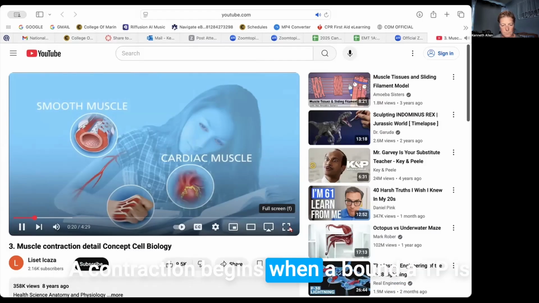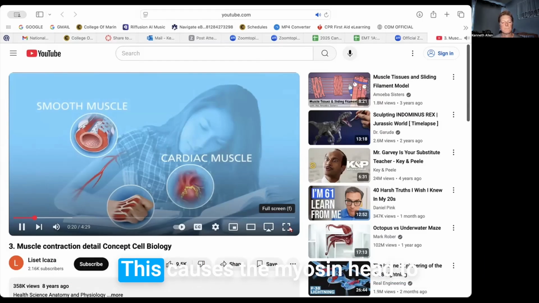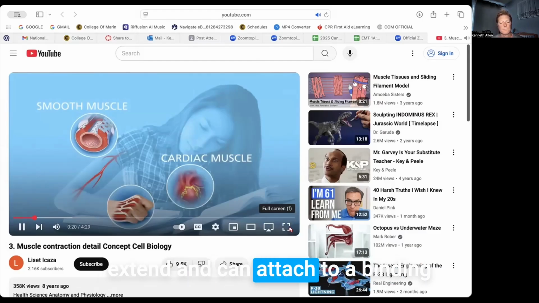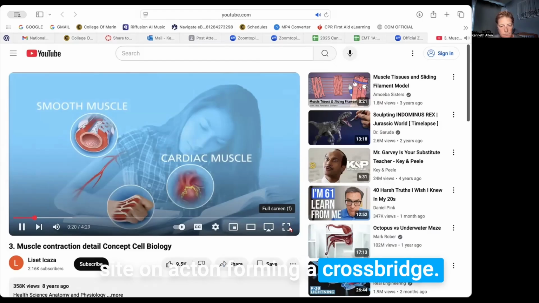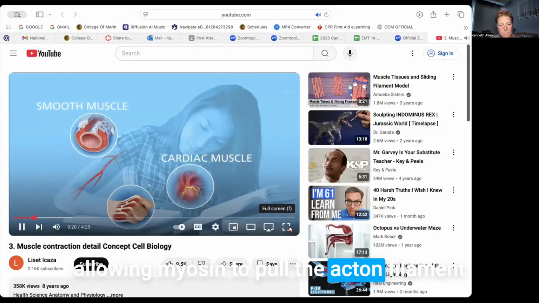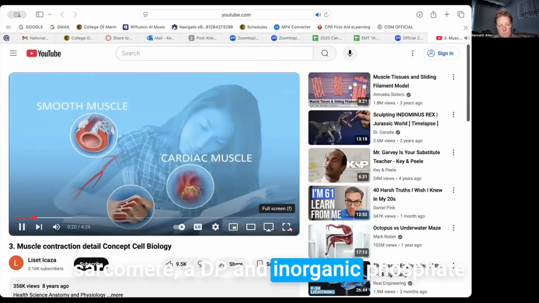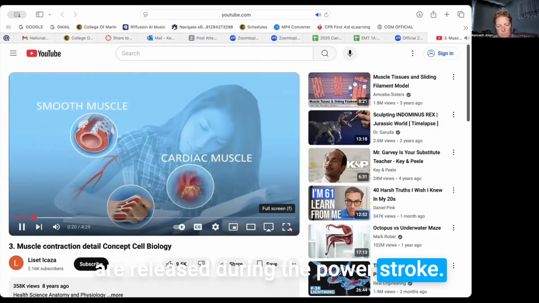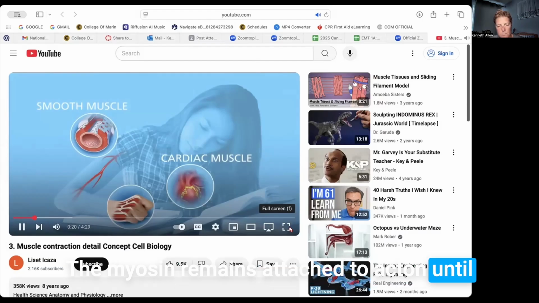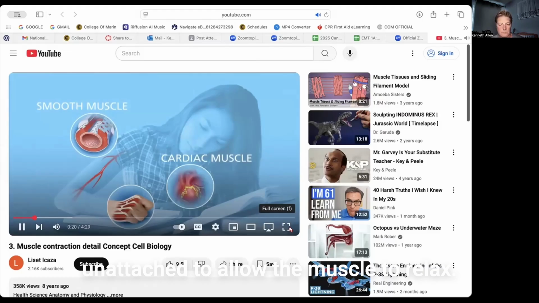A contraction begins when a bound ATP is hydrolyzed to ADP and inorganic phosphate. This causes the myosin head to extend and attach to a binding site on actin, forming a cross bridge. An action called the power stroke is triggered, allowing myosin to pull the actin filament toward the M line, thereby shortening the sarcomere. ADP and inorganic phosphate are released during the power stroke. The myosin remains attached to actin until a new molecule of ATP binds, freeing the myosin to either go through another cycle of binding and more contraction or remain unattached to allow the muscle to relax.